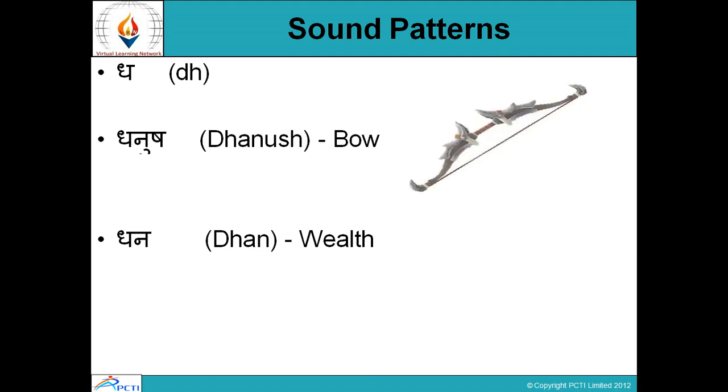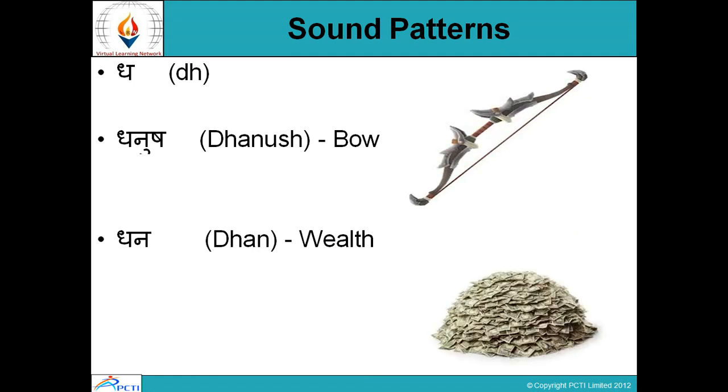Dha. It's a sound. Dha is dhanush. Dhanush. It is called bow. Dhanush is bow, bow and arrow. Again we used it in our wars in earlier days. Now we are highly technical. We have bombs and nuclear bombs and highly technical devices, tools, equipments. So earlier we used these kind of bow. It's called dhanush.